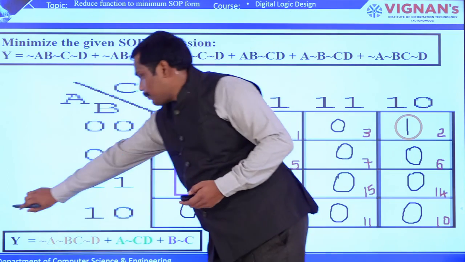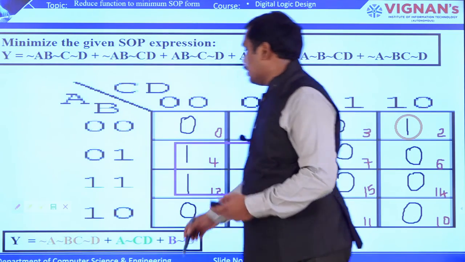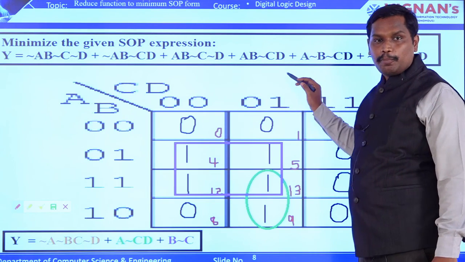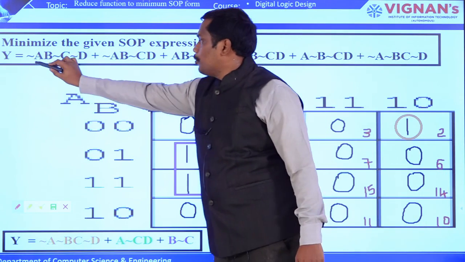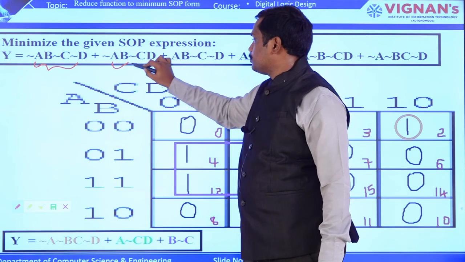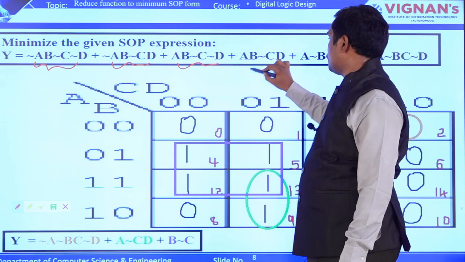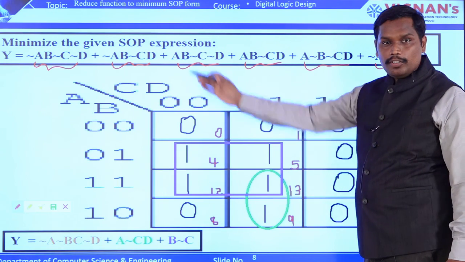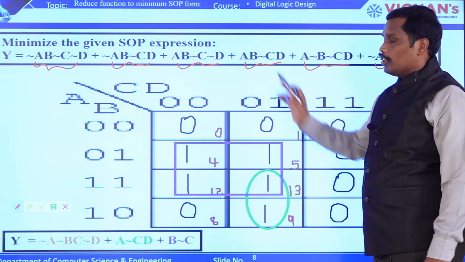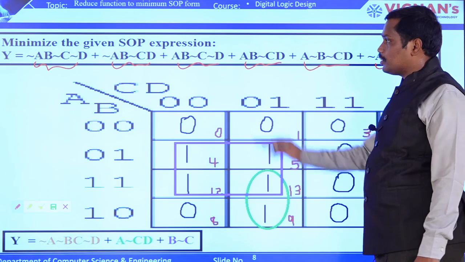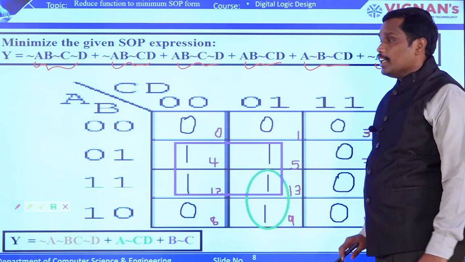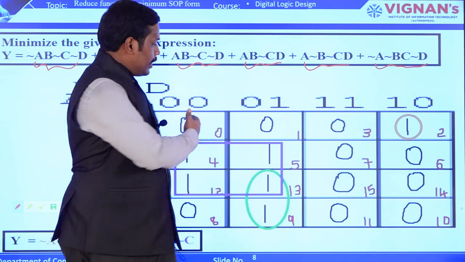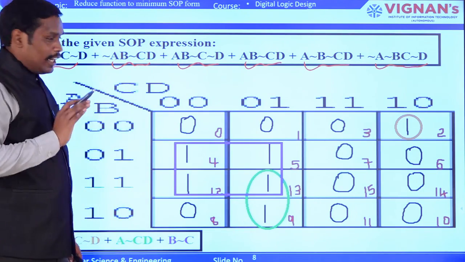Now you can see here this is the expression given. This is sum of products. You can see product term, product term, product term, and so on, and all of them are added, so it is called a sum of product expression. Now you're going to construct a Karnaugh map. I have already constructed it with the solutions, and now I'm going to tell you.